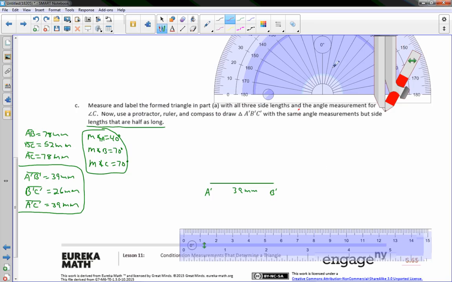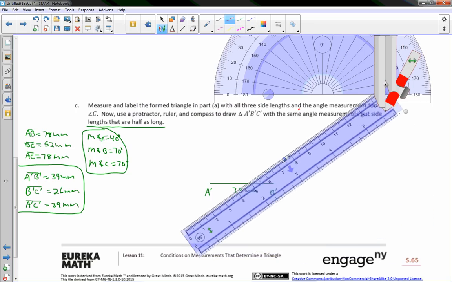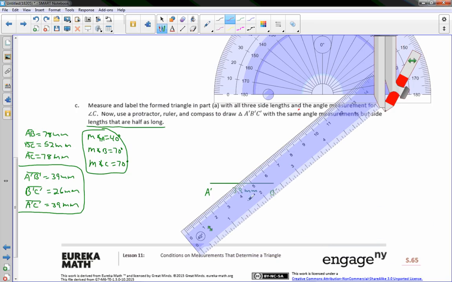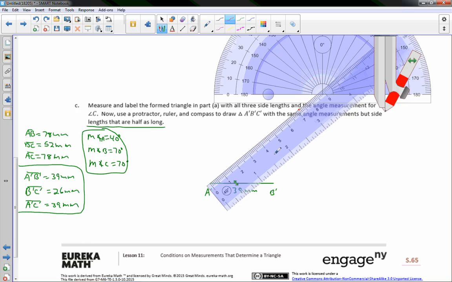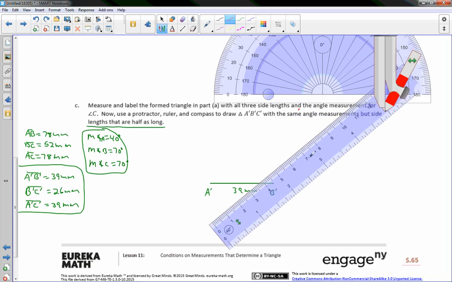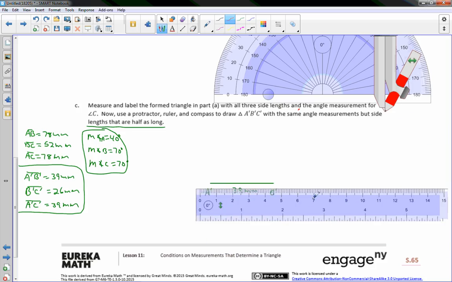I'm just showing you the process, but I can do this with my ruler alone, but I still wanted to show you how to do it with the protractor. And then I'm going to draw a line segment from A to that point that I marked with the protractor, but I might as well draw the segment the correct length this time, and that's what the compass is doing. So let me do it that way.